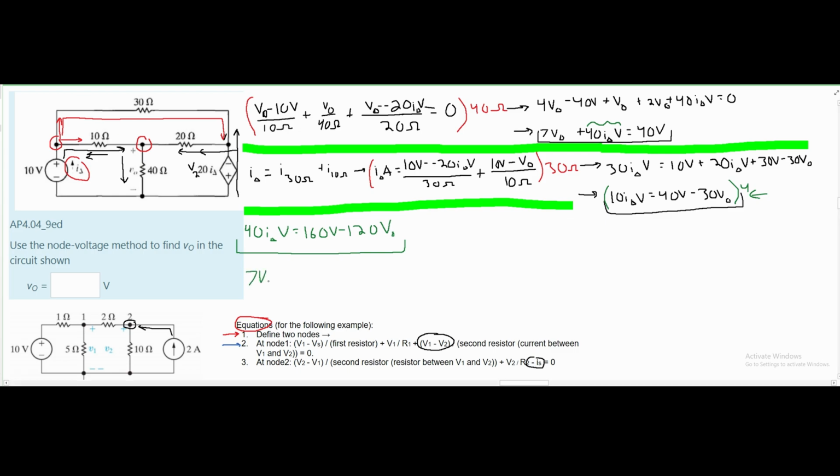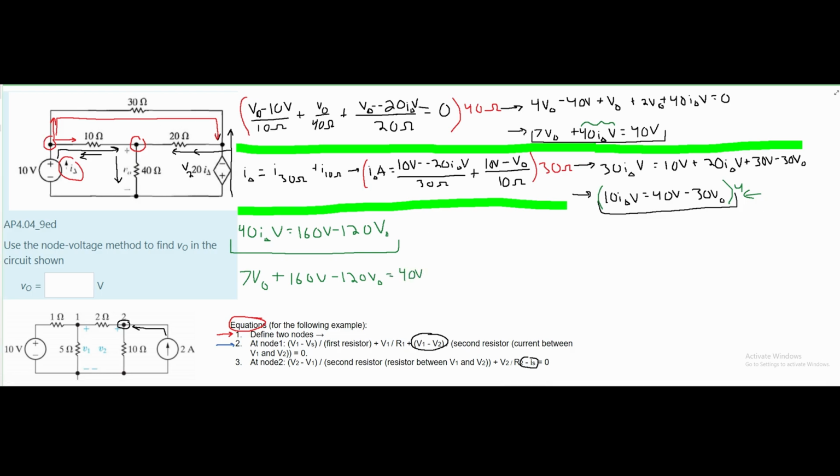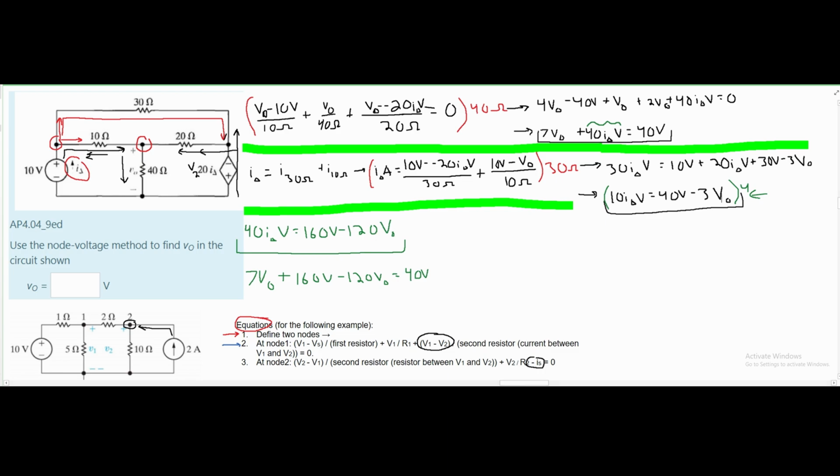So we're going to have 7 V naught plus 160 volts minus 120 V naught, and this is equal to 40 volts. I made a slight mistake also. I just realized that this should be a 3 V naught, not a 30 V naught. So that means this is also just a 3 V naught right here instead of 30. And that means instead of being 120 right here, we're just going to have a 12 V naught. So this is just going to be a 12 V naught. After we have everything corrected now, we can start adding like terms.